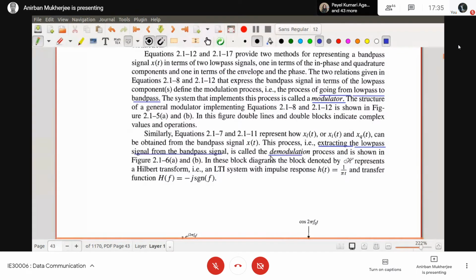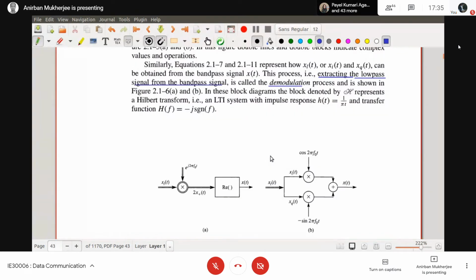Now let us see modulation. What do you mean by modulation? First of all, x(t) is my real valued band pass signal, and that is the output. This is my complex modulation process. So I have x_l(t), which I will multiply with e to the power j 2 pi f0 t.